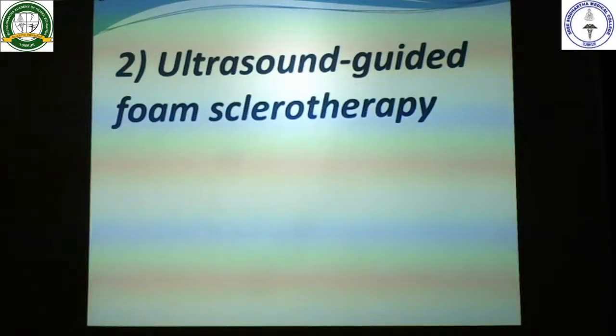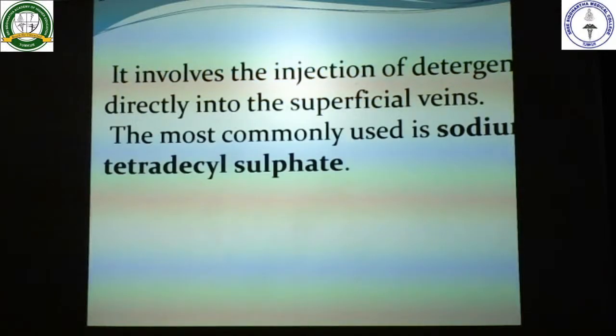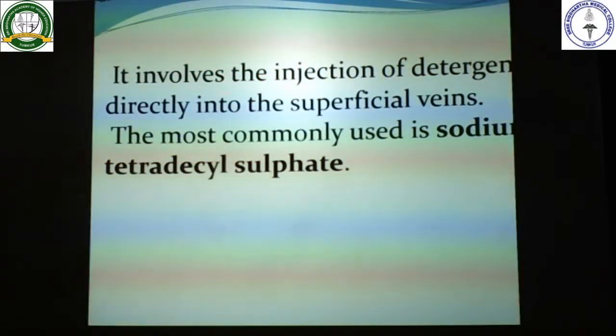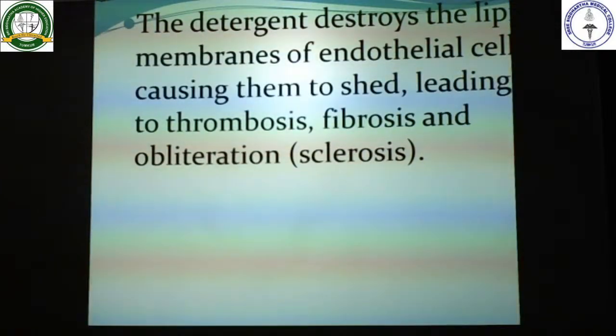Then one more is ultrasound-guided foam sclerotherapy. This involves the injection of detergent directly into the superficial veins. The most commonly used agent is sodium tetradecyl sulfate. In foam sclerotherapy, this agent is used. What is the function of this agent? The detergent destroys the lipid membranes of endothelial cells, causing them to shed, leading to thrombosis, fibrosis, and obliteration. This is the mechanism of action of sodium tetradecyl sulfate.